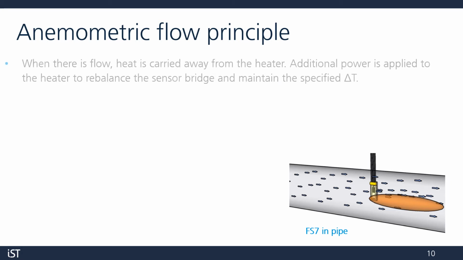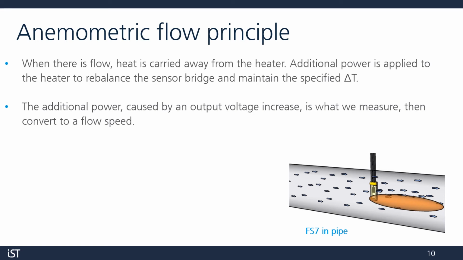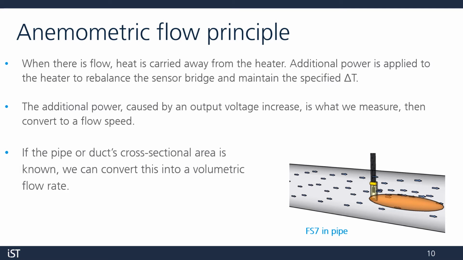When there's a flow present, the heater's self-heat is carried away. Additional power is immediately applied to the heater to rebalance the sensor bridge and maintain the specified 30 degrees C temperature difference. The additional power caused by an output voltage increase is what we're going to measure. Then we'll convert this to a flow speed. If we happen to know the pipe's diameter, we can also convert this into a volumetric flow rate.